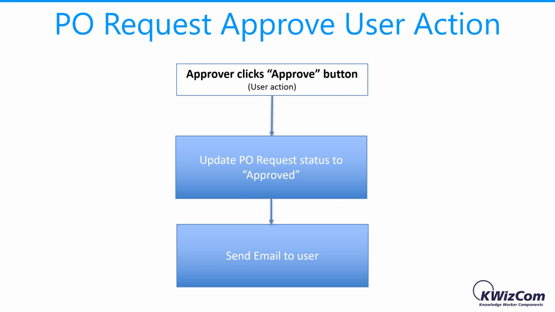A second custom action that we've implemented is the PO request approve user action. This was implemented as a user action, meaning when an approver viewed this new PO request item, he saw a custom approve button, and when manually clicking that button, this would trigger the user action and the item was updated, and an email was sent to the user letting him know that his request was approved.